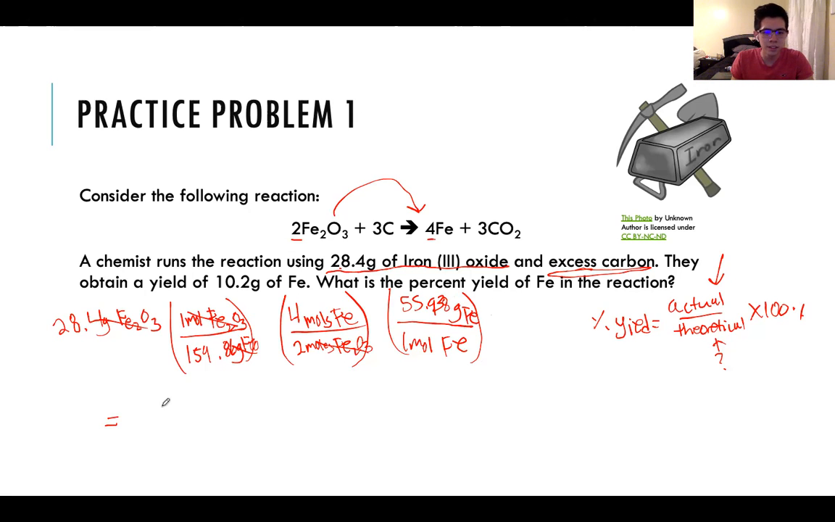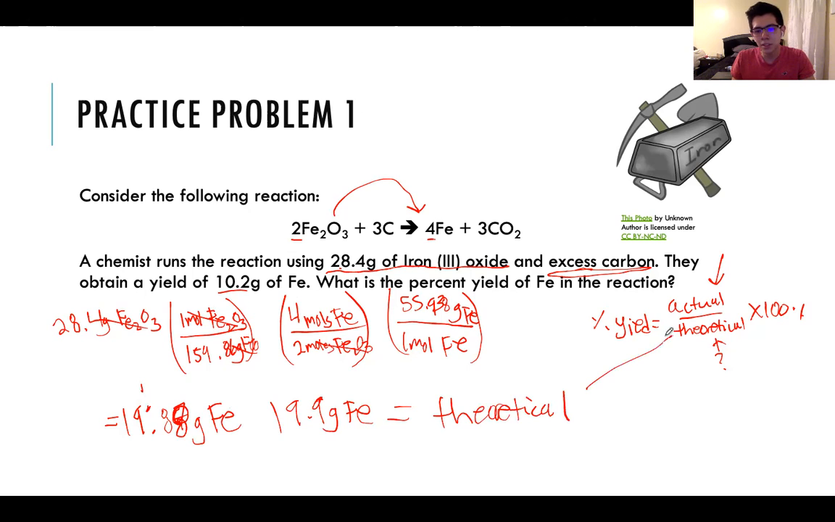And I get a yield of 19.87, sorry, I didn't need to put this little dot here. 19.88 grams of iron has been produced, right? And seeing that we can only use 3 sig figs, we're going to go ahead and round this to 19.9 grams of iron. And this is our theoretical yield.